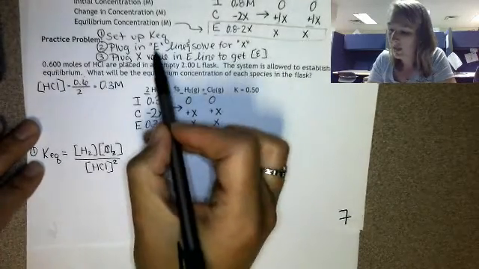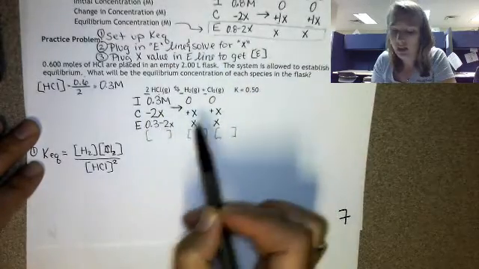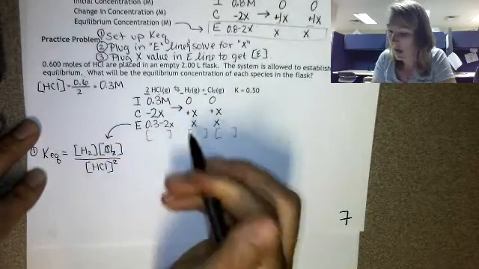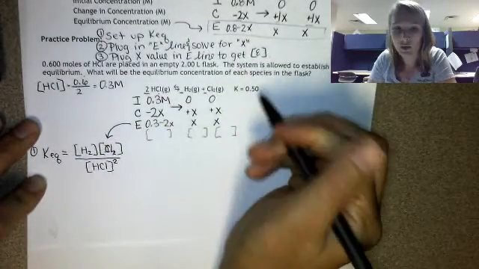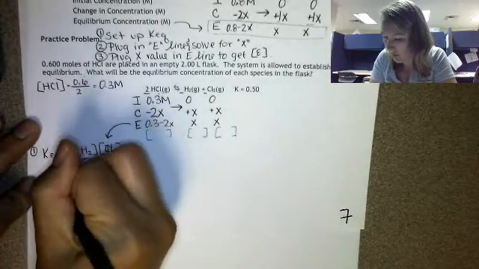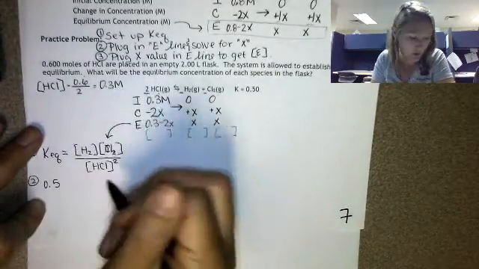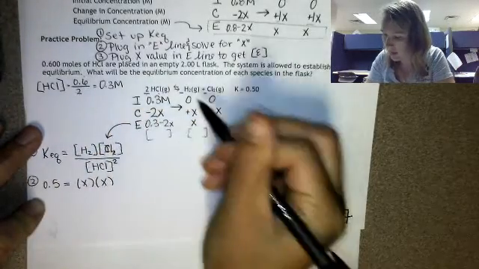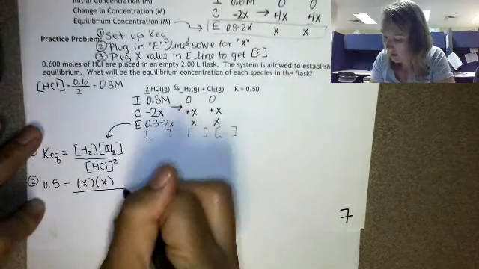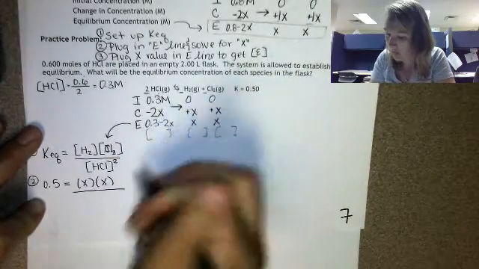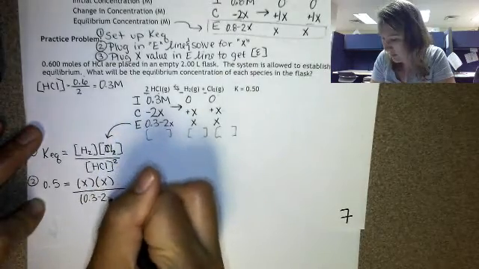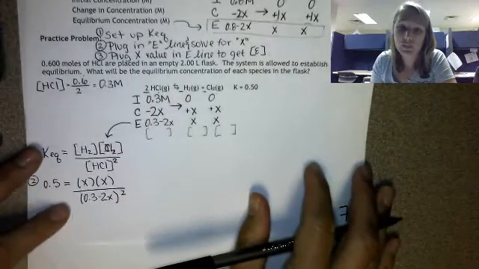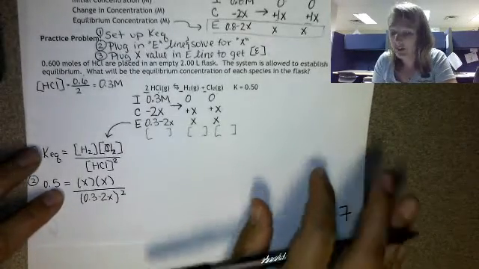Now I'll plug my E line, so this line here, into my equilibrium expression so I can solve for my x. So KEQ is equal to 0.5. So 0.5, this is step 2. 0.5 is equal to x times x, because H2 is x and Cl2 is x, over my HCl, which is 0.3 minus 2x, and that's squared. Okay. So that's what I'm starting with. That was the chemistry. Now it's just math.